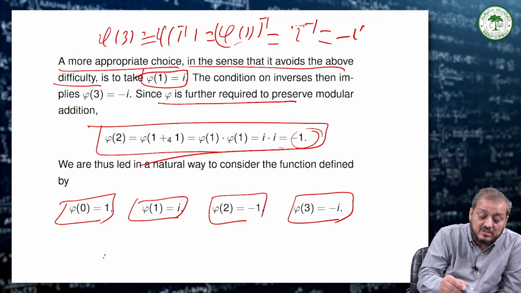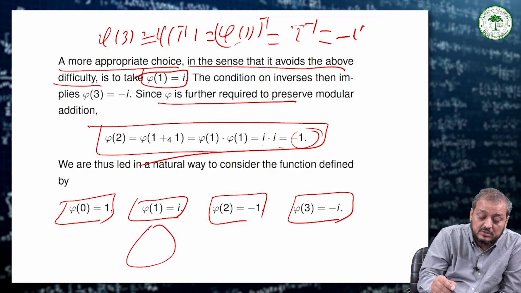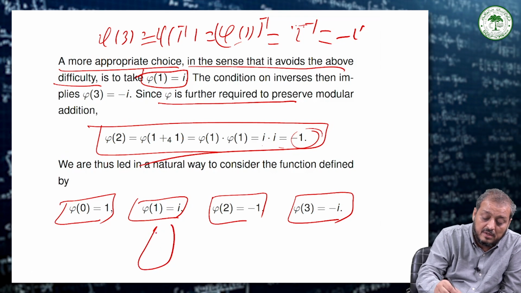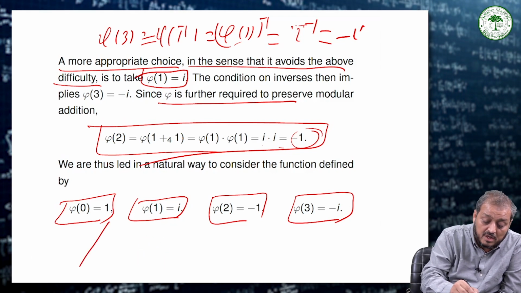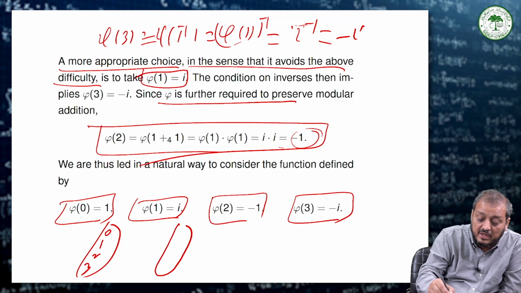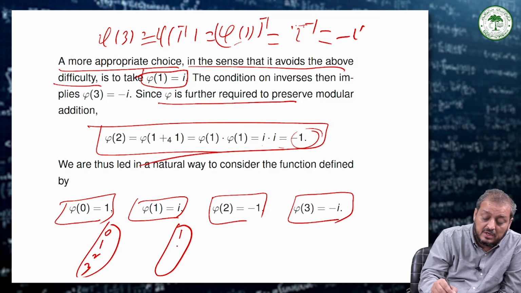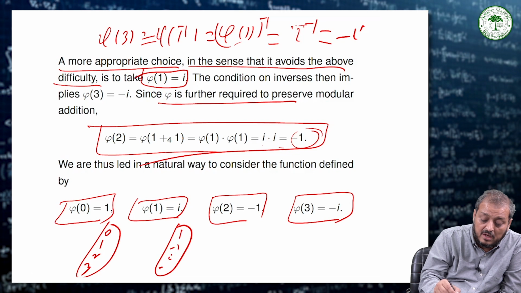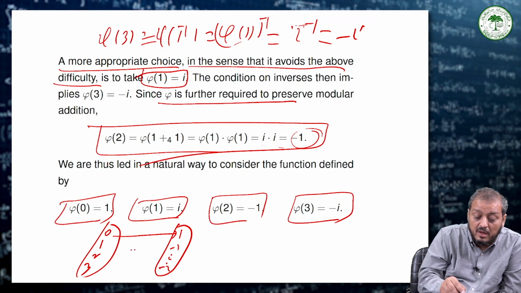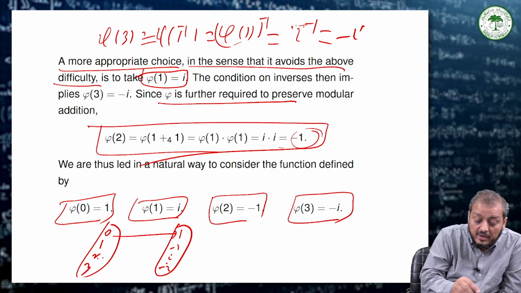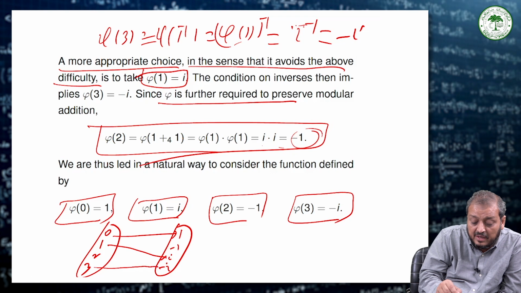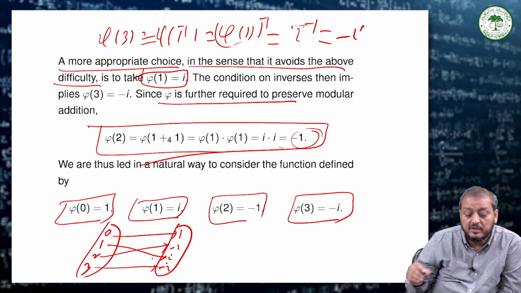So in this case we can simply say that we have two groups. So we take 0, 1, 2, 3, and then we have another group of order 4, which is 1, then you have minus 1, you have i, and you have minus i. Then 0 is mapped to 1, and 1 is mapped to i, and then 3 is mapped to minus i, and then 2 is mapped to minus 1.